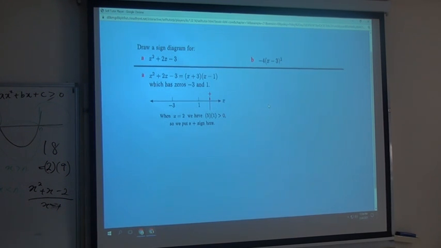A linear factor that is raised to the power of 1 is called a single linear factor. The graph cuts the x-axis at the 0 corresponding to the factor, so the function changes sign at this point. x plus 3 and x minus 1 are both single linear factors. There is a change in sign about each 0, so the signs on the sign diagram alternate.